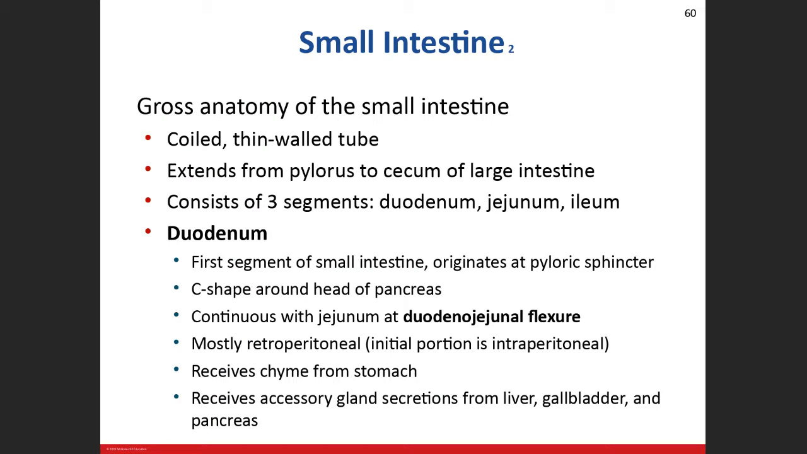So the first part of the small intestine is the duodenum. Now there are four parts to it, like I was saying before.